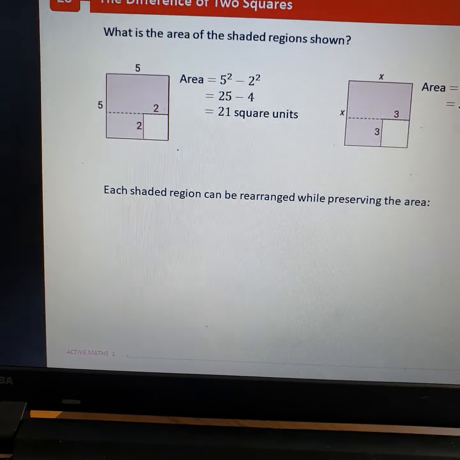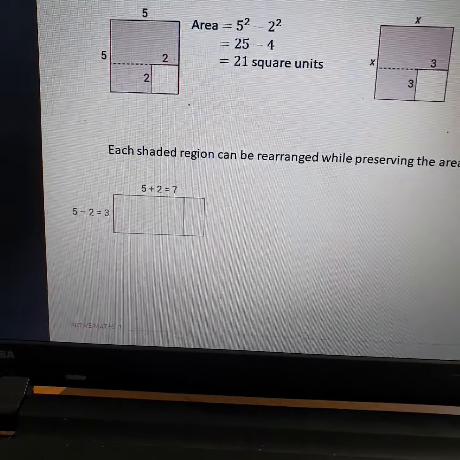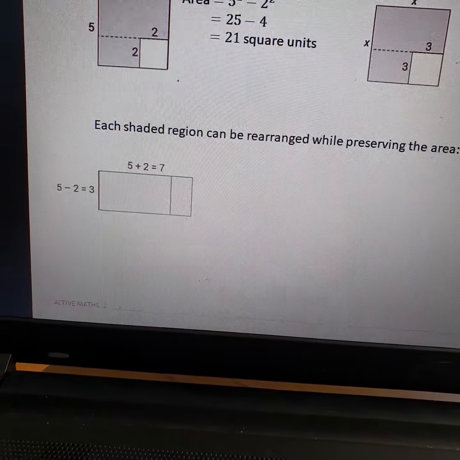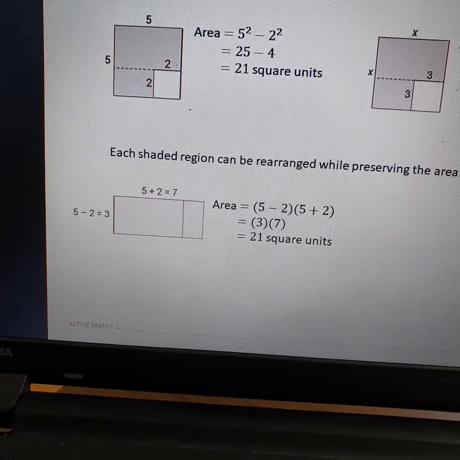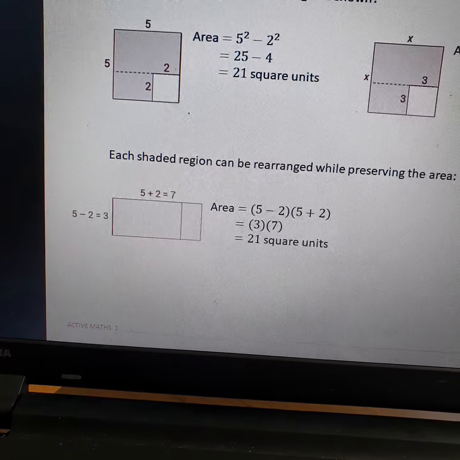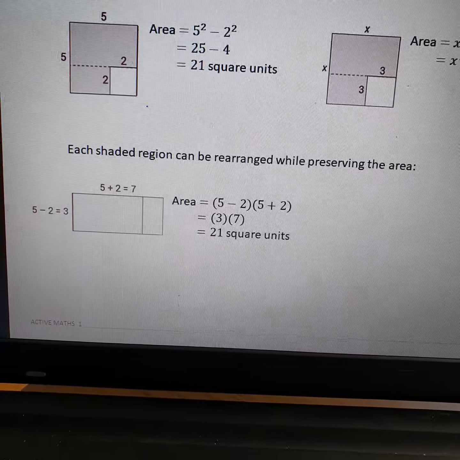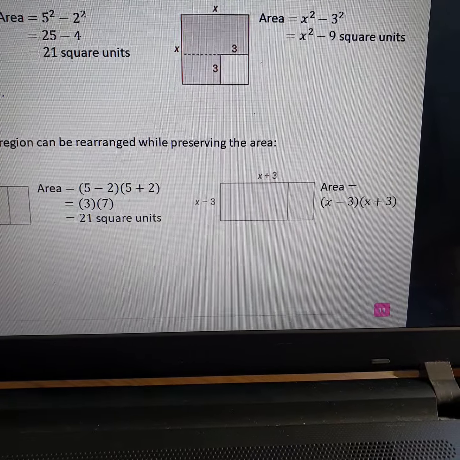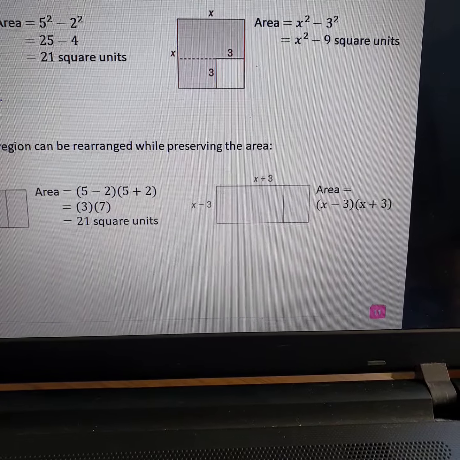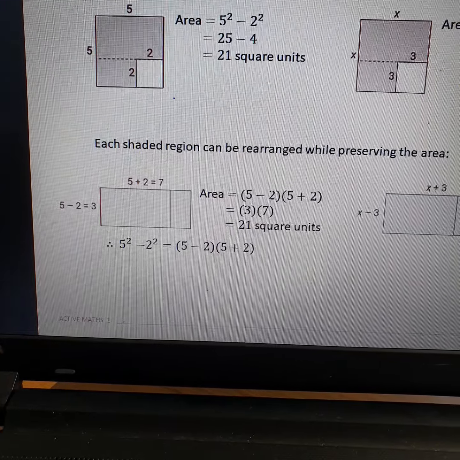So similarly, each shaded region can be rearranged while preserving the area, right? So let's look at this one here. So we have 5 plus 2 is equal to 7, or 5 minus 2 is equal to 3, right? Now, the area of that is the same as saying 5 minus 2 times 5 plus 2, okay? So say this was classed as 5 plus 2 and this is 5 minus 2, which is 3 times 7, which is 21 square units. Similarly, over here, the area would be x minus 3 times x plus 3, which is the difference really. So 5 squared minus 2 squared really is the same as saying 5 minus 2 times 5 plus 2.